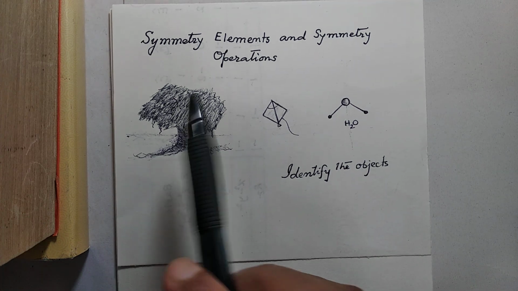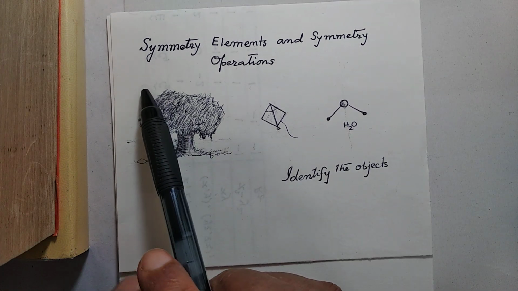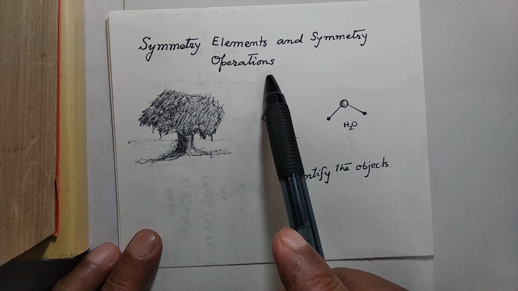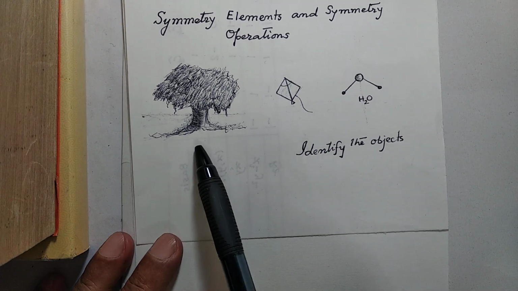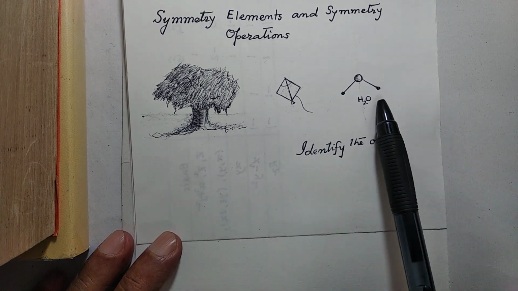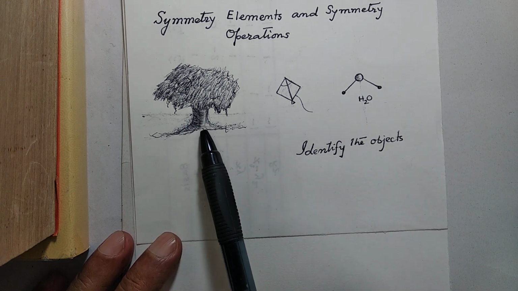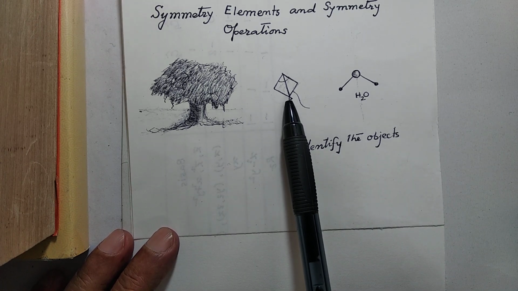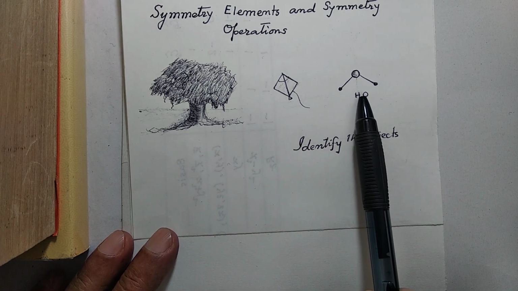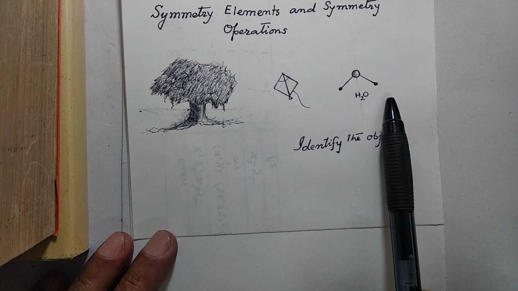In this video, I'll discuss symmetry elements and symmetry operations. First of all, let us consider these three objects. Can you identify them? This is a picture of a tree. This is a kite. And this is a model for a water molecule.